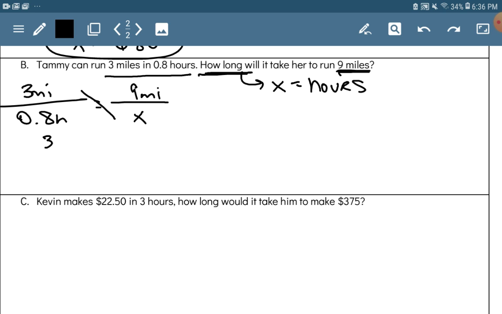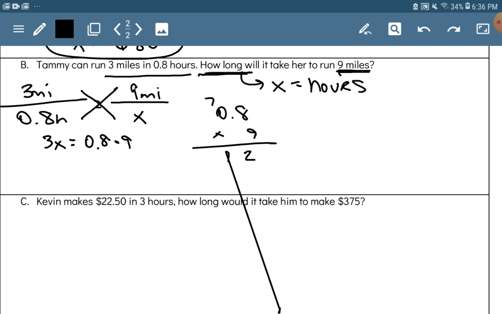I can cross multiply. 3 times x is 3x. We need to figure out what 0.8 times 9 is though. So I am going to set that up. 0.8 times 9. 9 times 8 is 72. I'm going to put my 2 down, carry the 7. 9 times 0 is 0, plus 7 is 7. I've got one number behind the decimal, so I'm going to move it in 1 time. That means that 0.8 times 9 is 7.2.